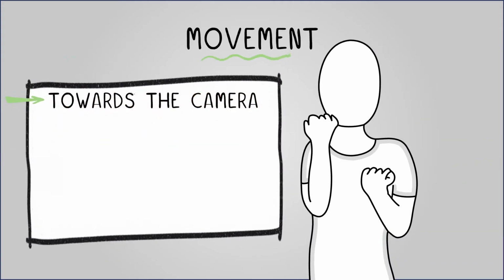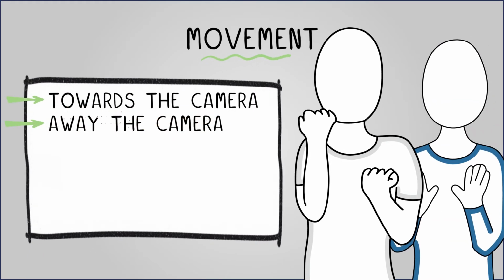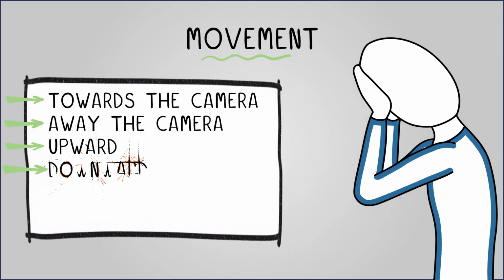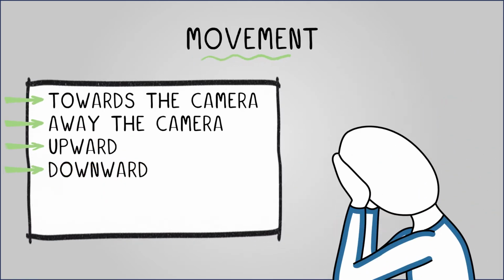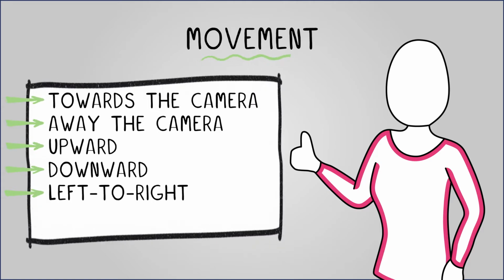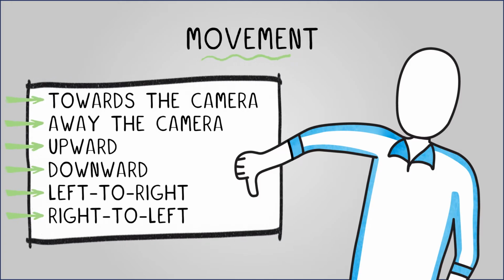For example, moving towards the camera signifies dominance, while moving away implies weakness. Upward movement suggests strength, while downward movement indicates vulnerability. Left to right movement is generally seen as positive, indicating progress, while right to left movement conveys negativity and regression.